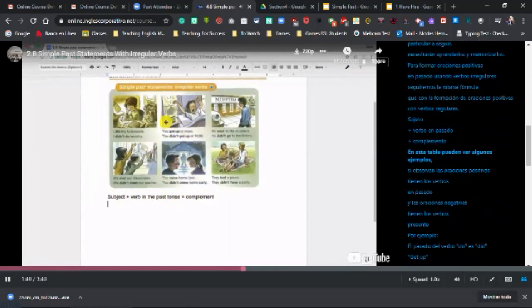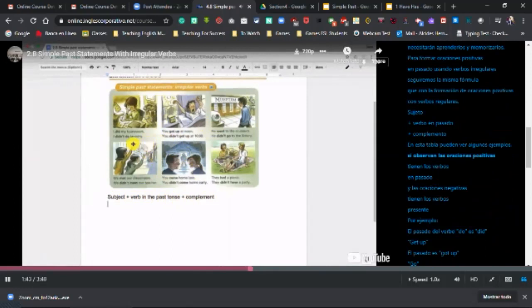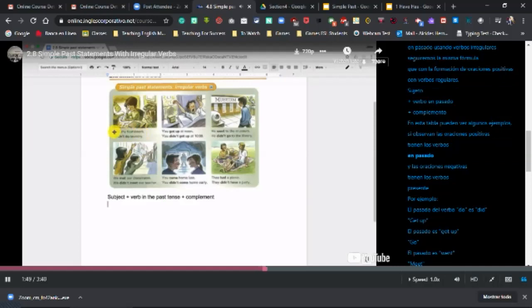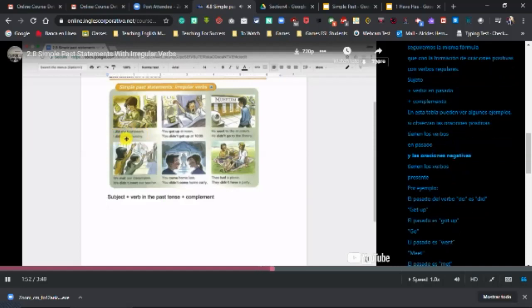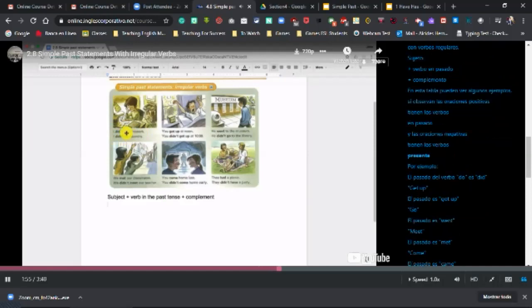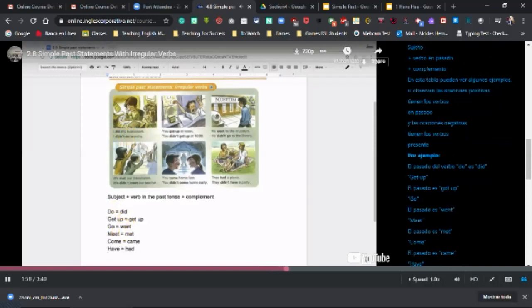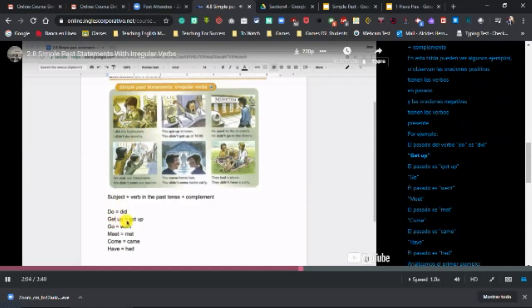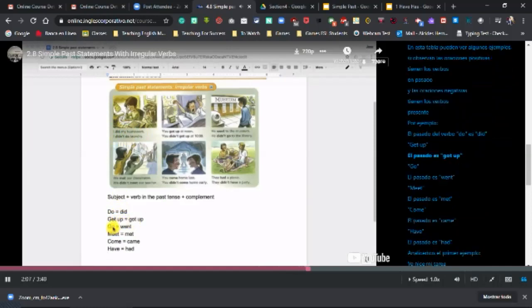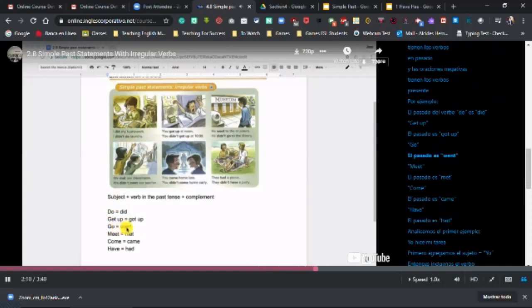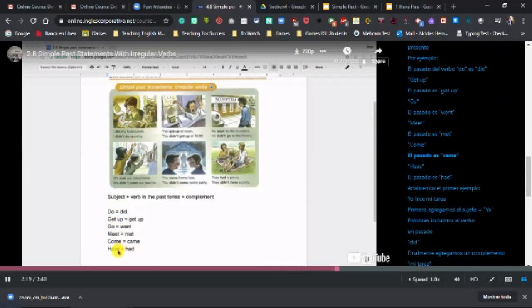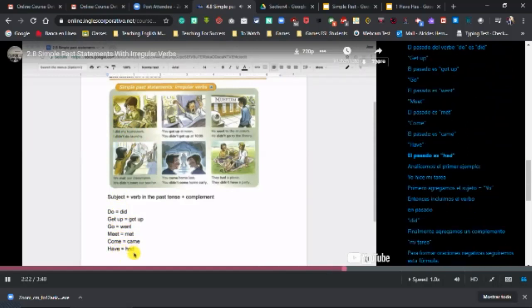On this chart, you can see a few examples. If you notice, the positive statements have the verbs in the past tense, and the negative statements have the verbs in the present tense. For example, the past of the verb do is did. Get up, the past is got up. Go, the past is went. Meet, the past is met. Come, the past is came. Have, the past is had.